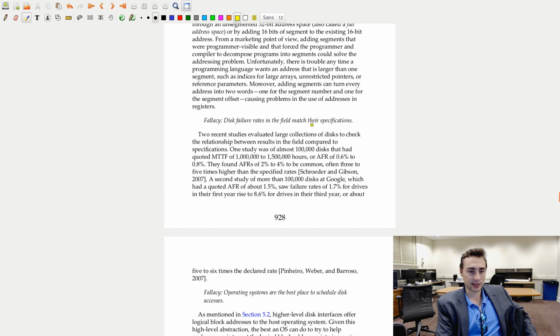What's a fallacy? Disk failure rates in the field match their specifications. So you see some specs out there, don't believe them.